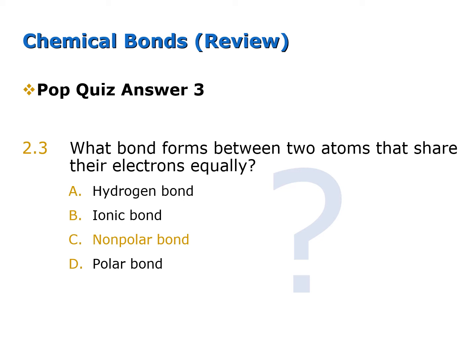Hydrogen bond is not even a thing. Ionic bond forms when the electrons are not shared but are transferred, and the polar bond is the one where an atom is preferred and the electrons are not shared equally.